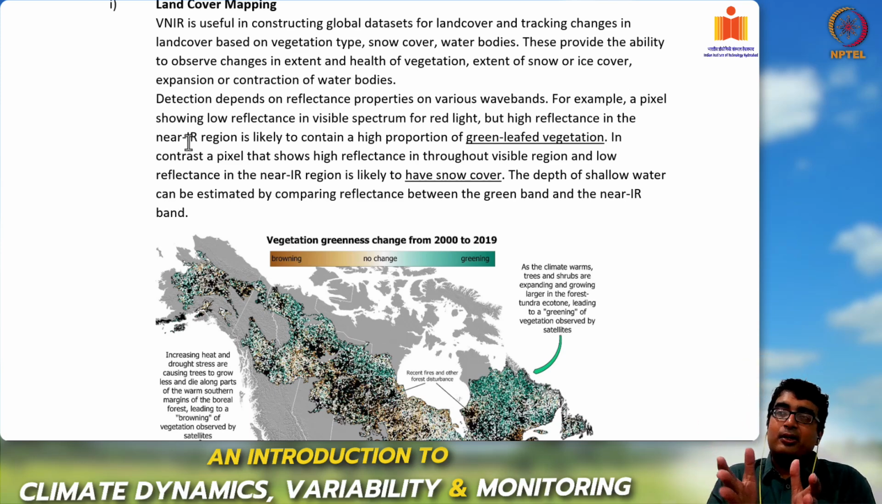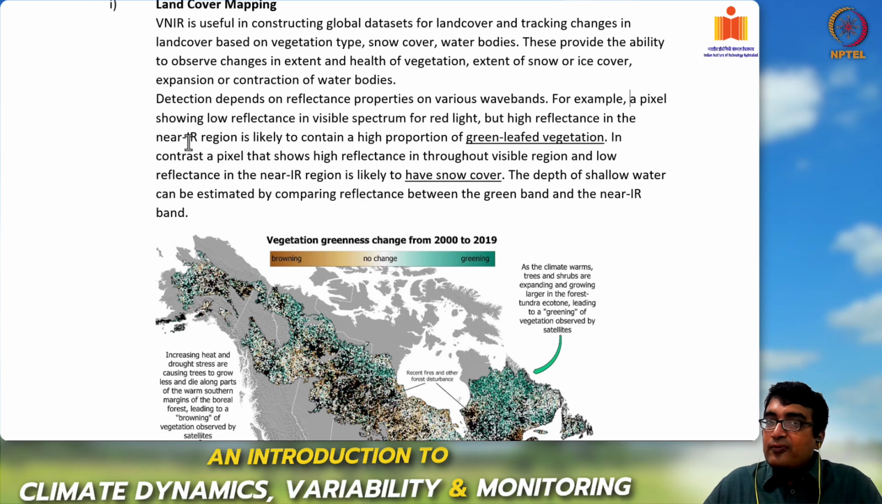So, a raster that is covered with a large amount of vegetation will have low reflectance of red light and high reflectance of near IR light, and based on those values we can find out how much of that raster is covered with green. In contrast, a pixel that shows high reflectance throughout the visible region and low reflectance in the near infrared region is likely to have snow cover.